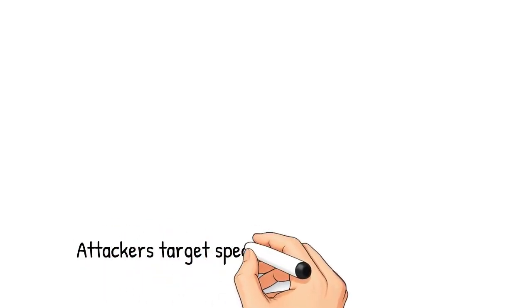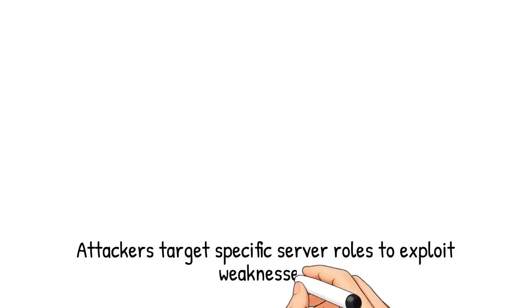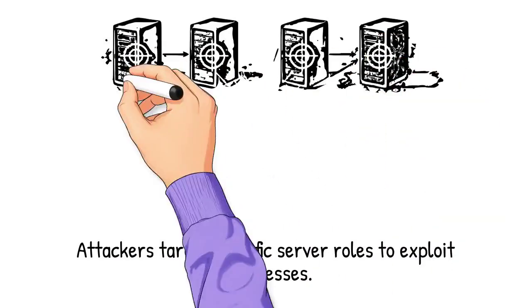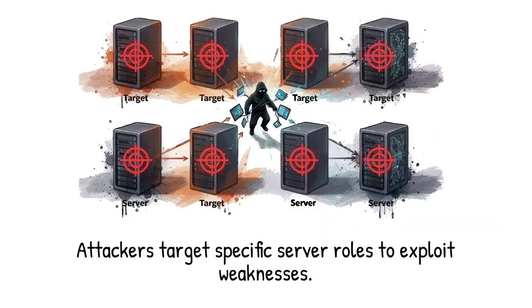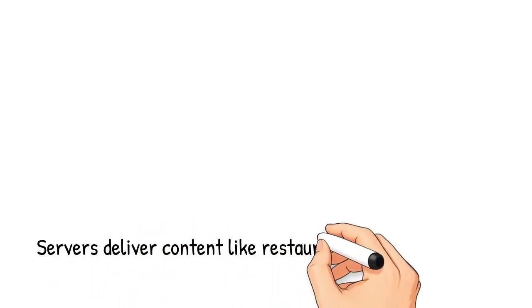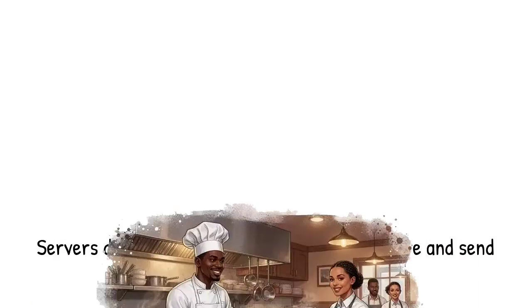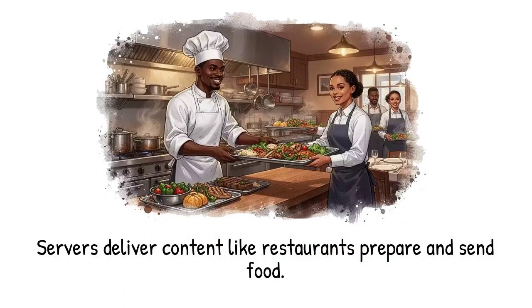Each type of server plays a specific role in the digital ecosystem, and attackers often target these roles to exploit weaknesses. To understand how servers deliver content, imagine you're ordering food from a restaurant. You place your order. The restaurant receives it, prepares the food, and sends it back to you. Servers follow a similar process.